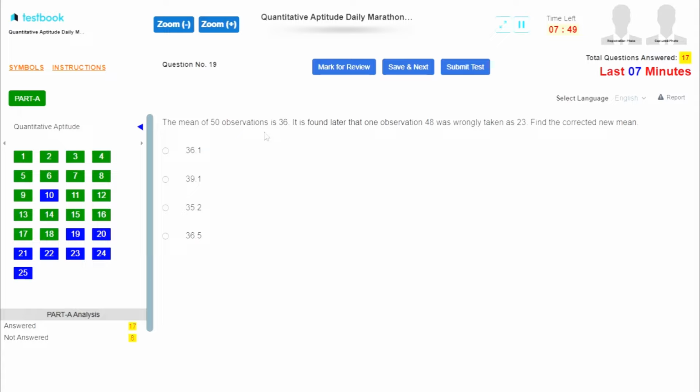The mean of 50 observations is 36. It is found later that one observation 48 was wrongly taken as 23. Find the correct mean. The average will increase, so this option will not be it. How much will it increase? 48 minus 23 is 25, 25 by 50 is 1 by 2, so it will increase by 0.5.